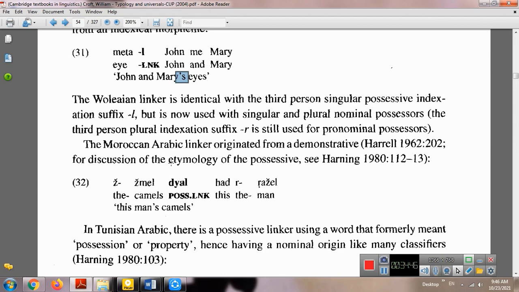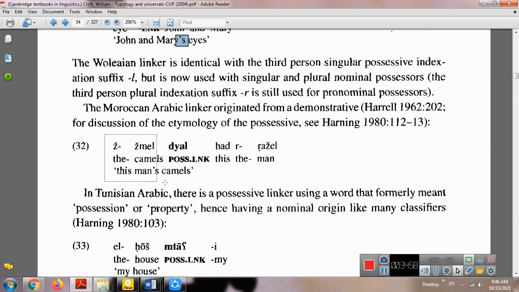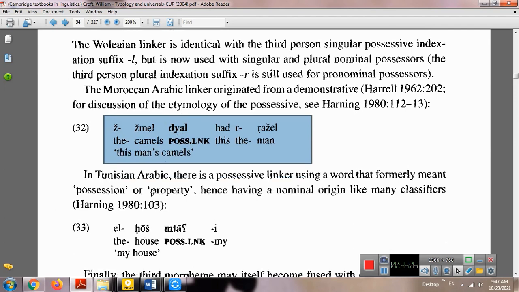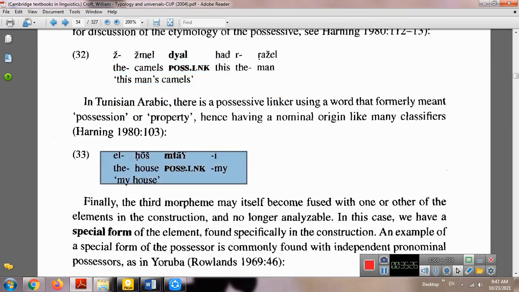The Moroccan Arabic linker originated from a demonstrative; for discussion of the etymology of the possessive, you can see Herring in 1980. Here you can see the possessive linker. This means camel. Here they show that in this way, through the possessive linker. In Tunisian Arabic, there is a possessive linker using a word that formally means possession or property, hence having a nominal origin like many classifiers. In this way, my house, they show that with this word, which means possessive, which is the possessive linker, which comes after the noun.